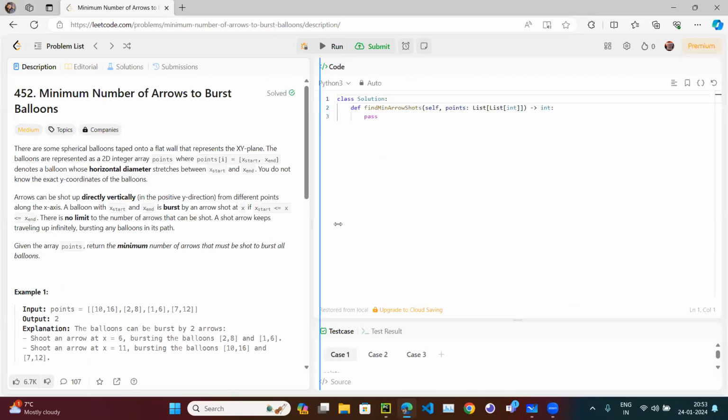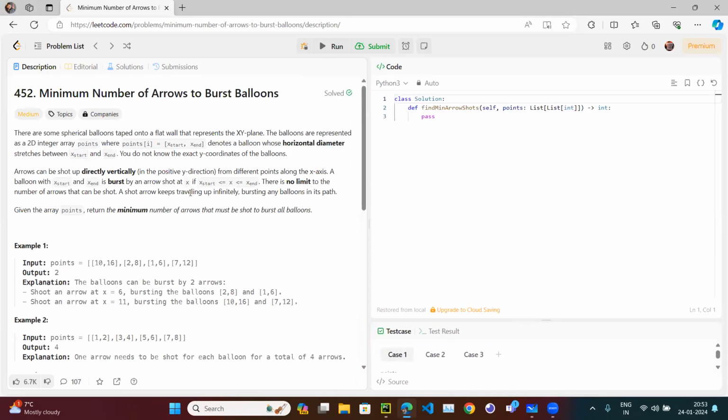So a question is given, and if you see, the question is very large, but it is very easy, so you don't need to worry about that. We are going to read that question. The question says: minimum number of arrows to burst the balloons. So it is related to some balloons that are given, and we need to find how many arrows are required to burst those balloons, right?